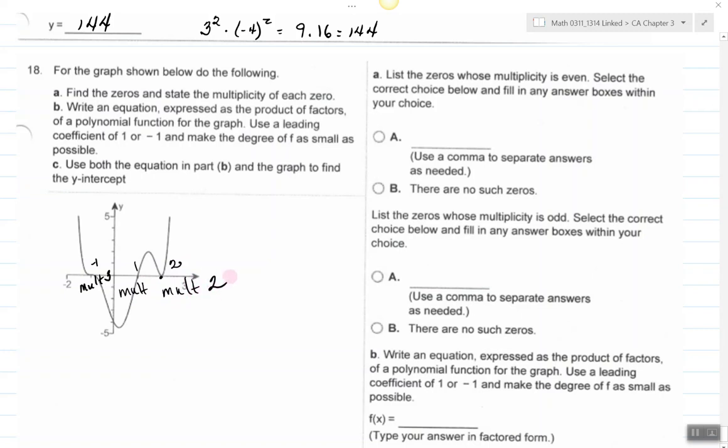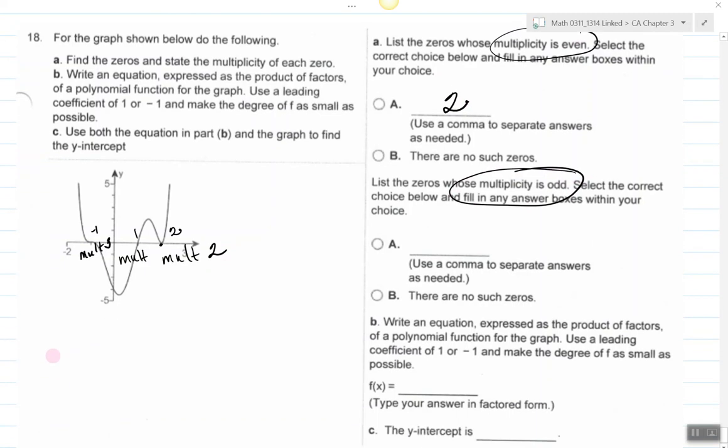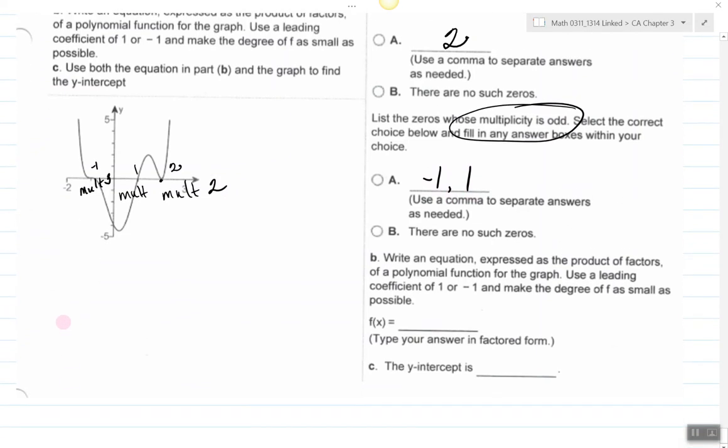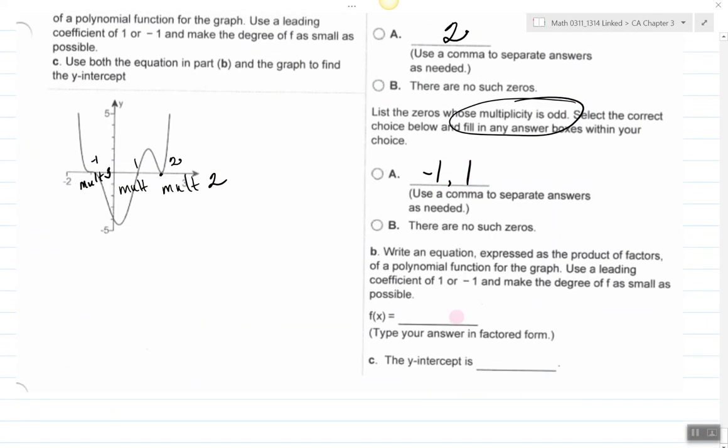So list the zeros whose multiplicity is even. It looks like that will only be 2. List the zeros with multiplicity that's odd. That will be negative 1 and positive 1. Then it wants this in factored form.